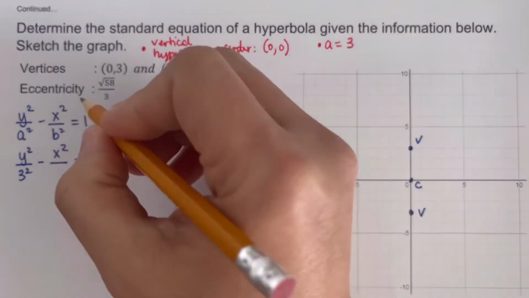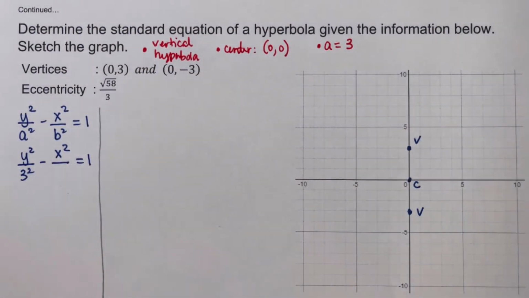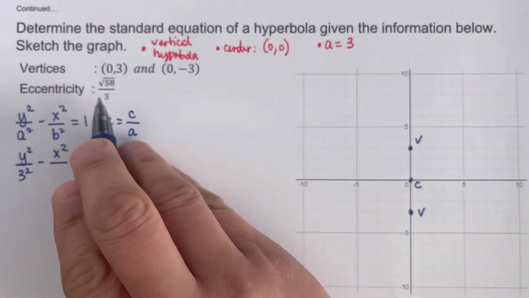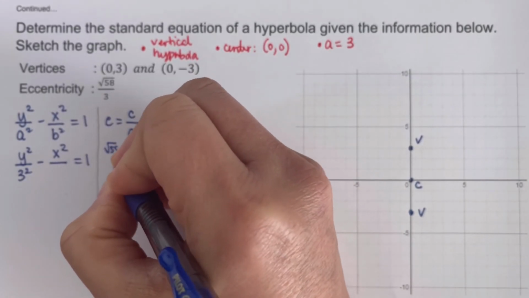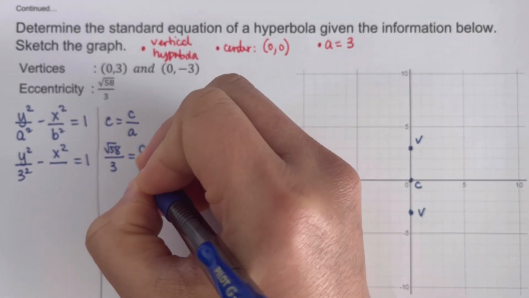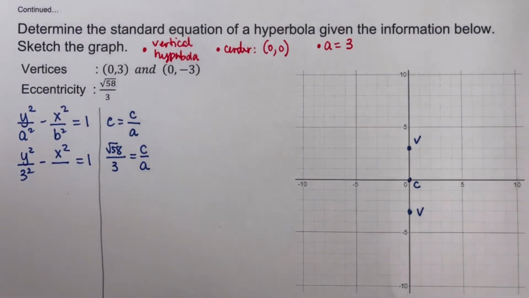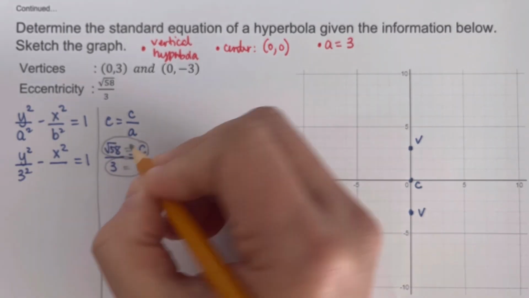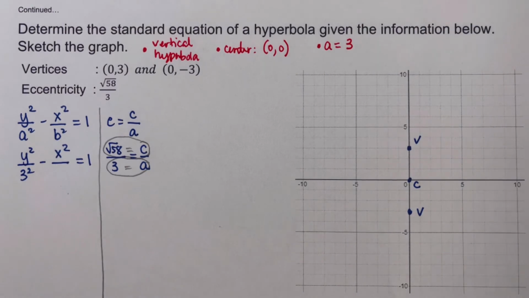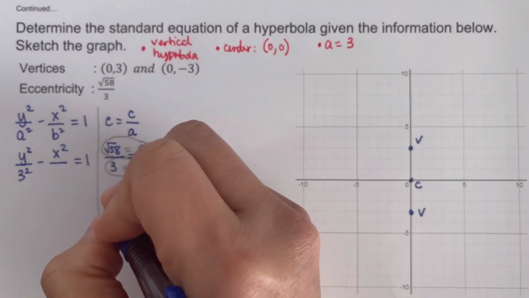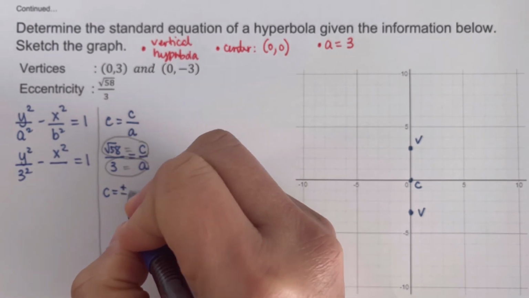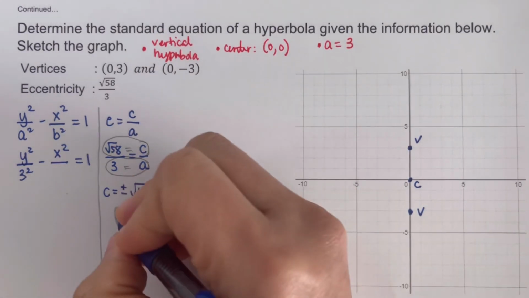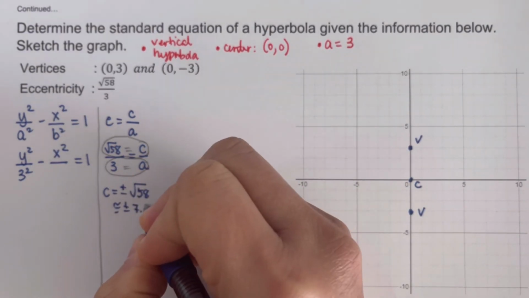So I'm going to go ahead and write the formula for eccentricity up here. Eccentricity is equal to c over a. We plug the value in, that is square root of 58 over 3 is equal to c over a. Again, our a was 3. And this tells us that our c is square root of 58. And so I write down here that c is plus minus square root of 58, or this is roughly 7.62.